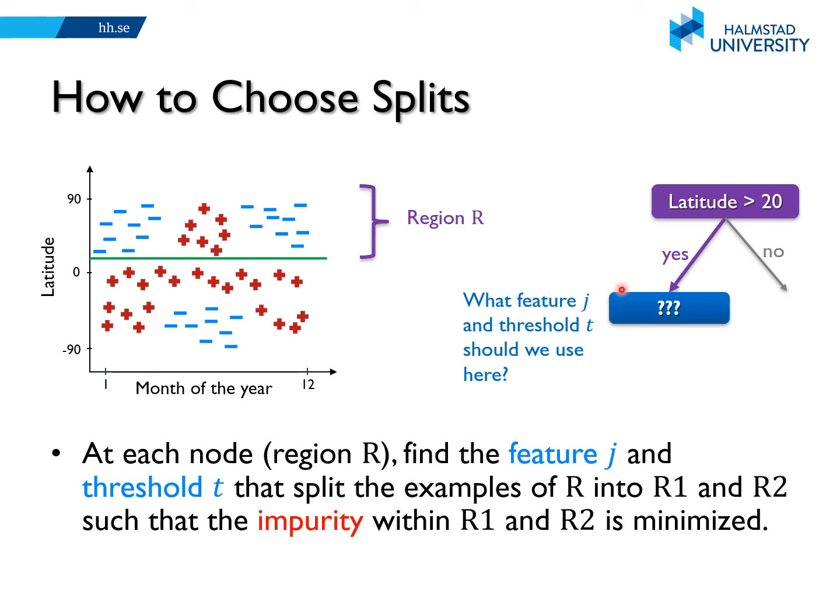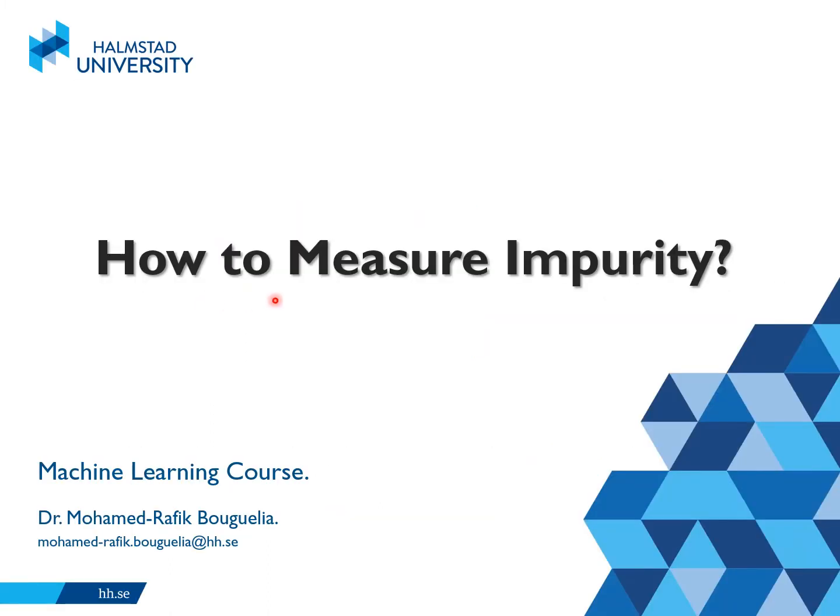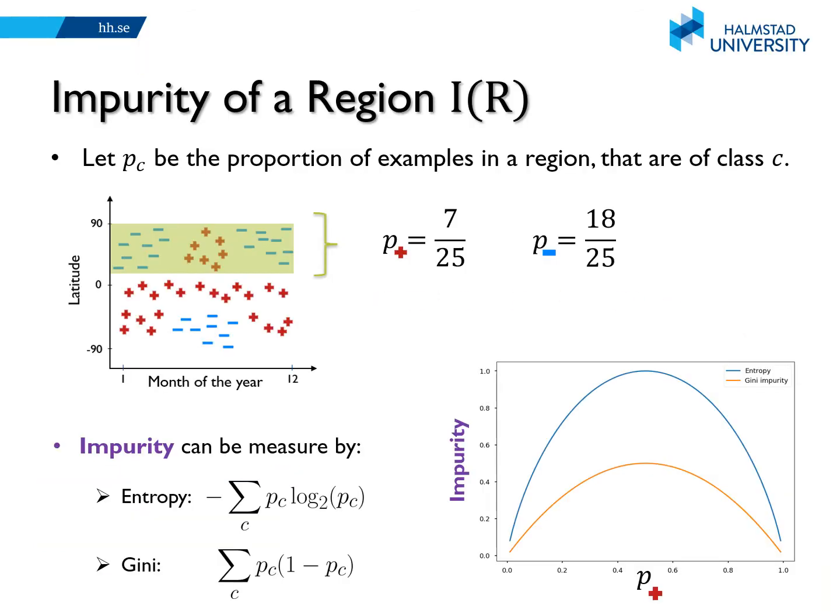So basically at each node, which corresponds to a region, we want to find the feature j and the threshold t that splits this region into two more regions, R1 and R2, such that the impurity of R1 and R2 is minimized. But before doing that, let's define how to measure the impurity of a given region. Now suppose that we are at a given region denoted by R, for example this green region here, and we want to compute the impurity of that region.